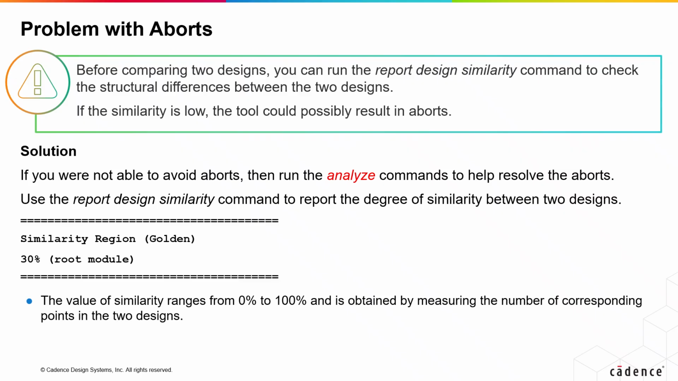You will see the structural differences between the two designs as a number. This will give you an idea of how much optimization has been done on your design and if you will be running into any aborts. If the similarity is low, the tool could possibly run into aborts. In this case, it shows a 30% similarity. A similarity of 30% is a good percentage of similarity for most designs. So, this comparison might not have any aborts. If you're not able to avoid aborts, then you can run the analyze commands to help resolve some of your aborts.